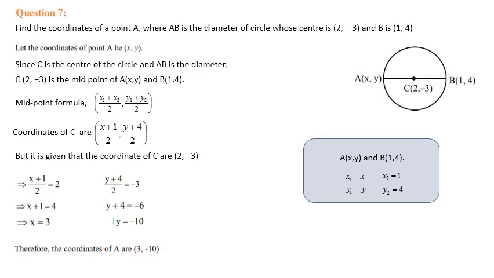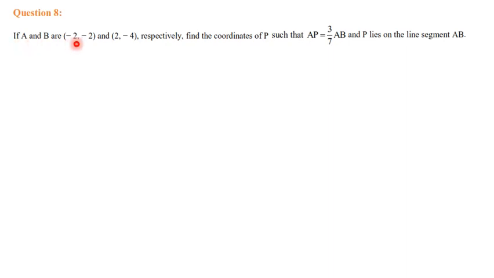That is the answer. Next we shall discuss question number 8. If A and B are (minus 2, minus 2) and (2, minus 4) respectively, find the coordinates of P such that AP is equal to 3/7 AB and P lies on the line segment AB. Here A and B are given to you as 2 points. One more condition is given, AP is equal to 3/7 AB. Then we have to find out the coordinates of P.